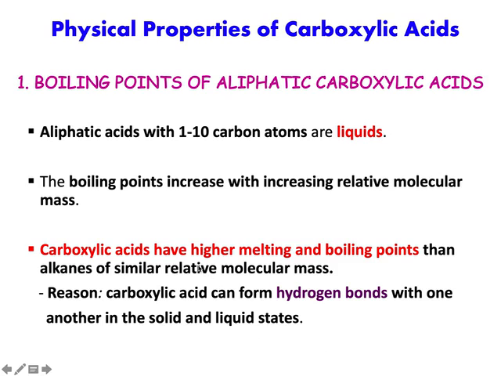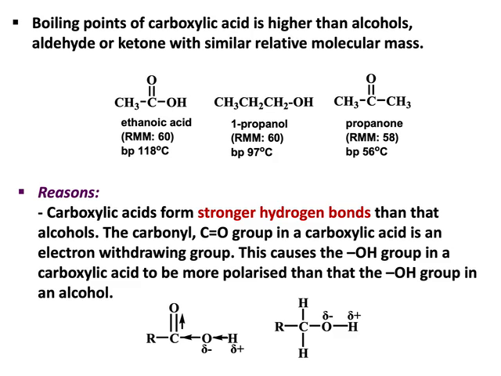Carboxylic acids have a higher melting and also boiling point compared to alkenes of similar molecular mass. The reason is that carboxylic acid can form hydrogen bonds to one another in the solid and also in the liquid. So the main reason is hydrogen bonds, because for carboxylic acid the functional group is C=O and OH. Here is some elaboration about the boiling point of carboxylic acid.